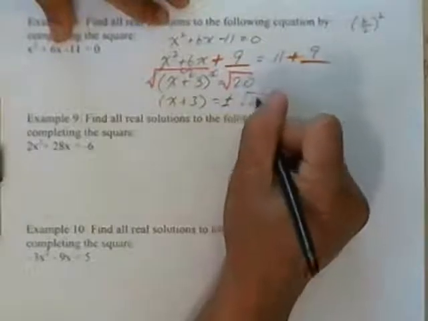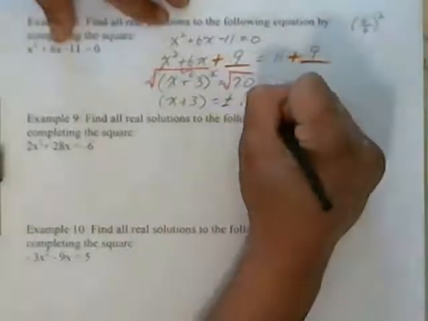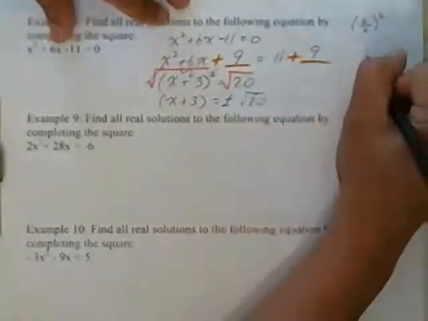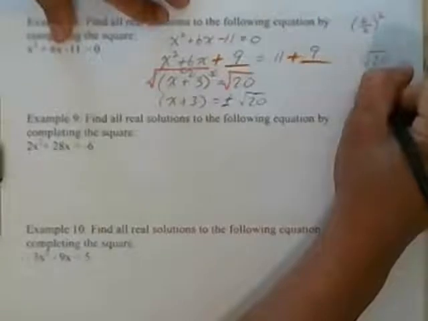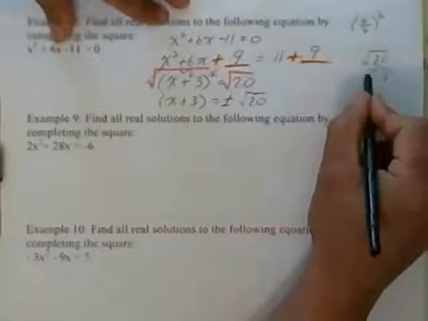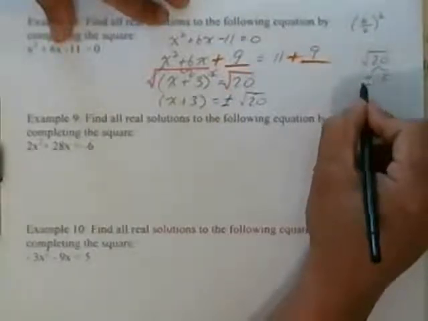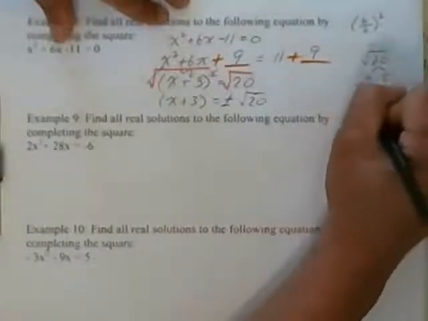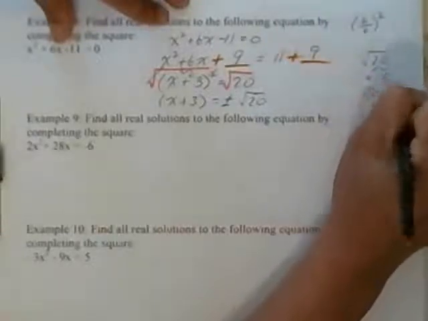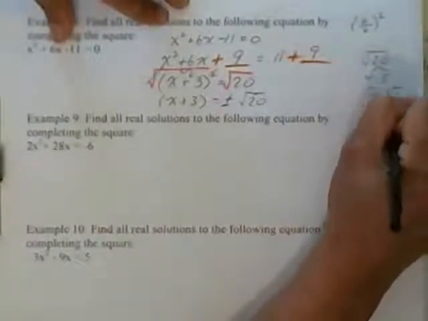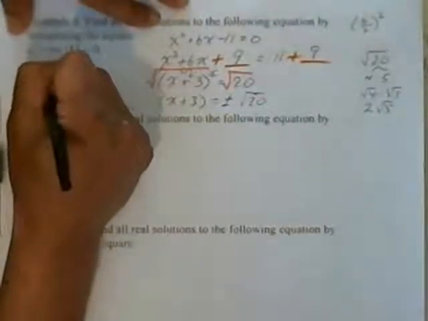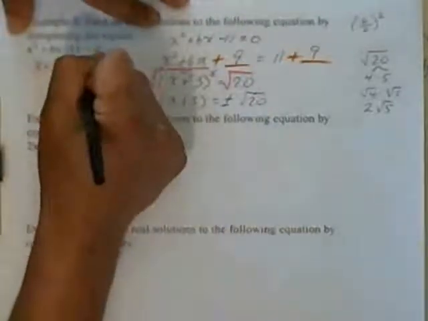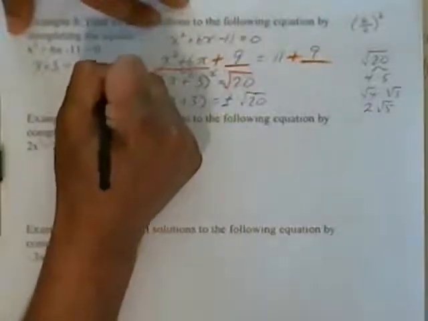I want to write this really neatly, by simplifying this radical. Square root of 20: I have to find the perfect square that's a factor of 20. A factor of 20 is going to be 4 times 5. That's going to be a nice factor because that's a squared number. So the square root of 4 times the square root of 5 turns out to be 2 radical 5. Okay, so x plus 3 is equal to plus or minus 2 radical 5.